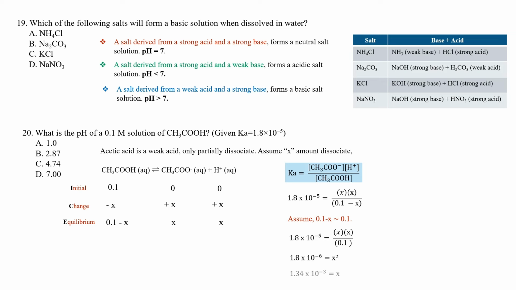After we solve this, our x value is 1.34 times 10 to the negative 3. This x value means the H plus ion concentration. That is 1.34 times 10 to the negative 3. If we know the H plus ion concentration, we can calculate pH. pH is equal to negative log of 1.34 times 10 to the negative 3. Then the answer is 2.87.